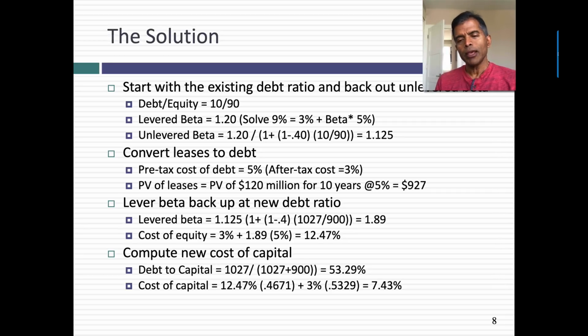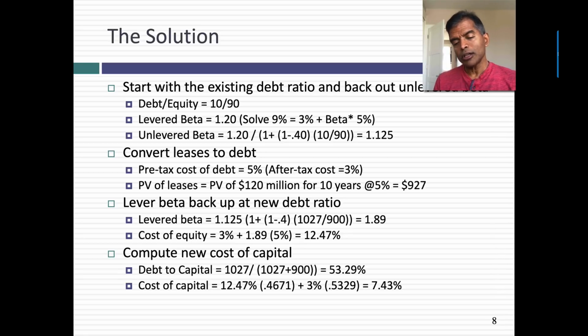I'm ready to go. I first add the 927 million to the existing debt of 100 million. My total debt becomes 1027 million. So now I've got to re-lever the beta. Take the unlevered beta, and you see now why I had to unlever the beta first. And I re-lever it back up using the new debt that I've computed, 1027. My levered beta is much higher, 1.89. I plug that back in. My cost of equity is 12.47%.